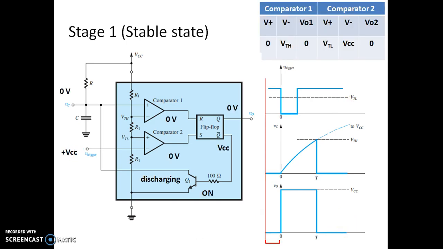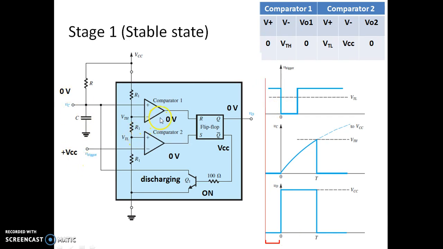Now let us see how this actually works. We'll just see the first stage. So it's in stable state. We shall assume that the capacitor voltage is 0. So when this is plus VCC, that is trigger voltage plus VCC, this red line indicates that we are trying to see the operation of this mono shot during this region of the voltages. The trigger voltage is plus VCC, as you can see here. So this voltage is 0.